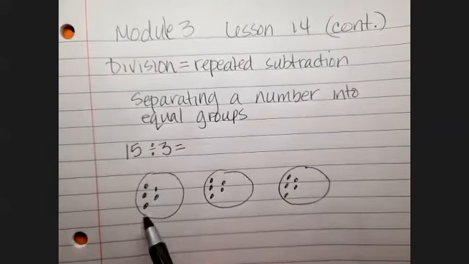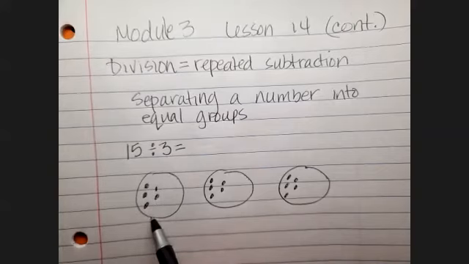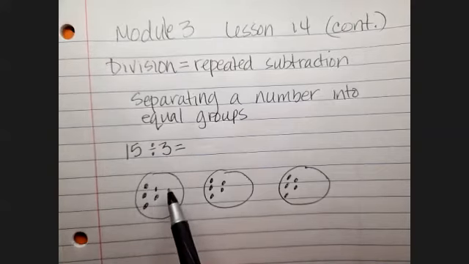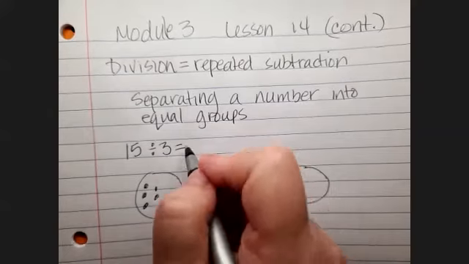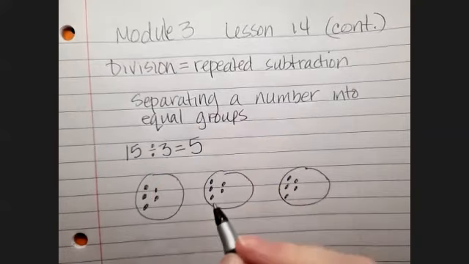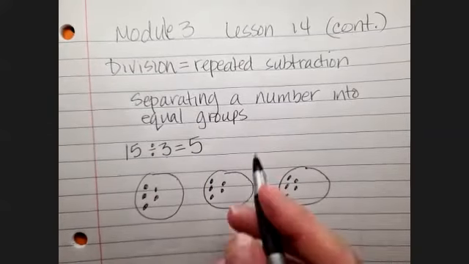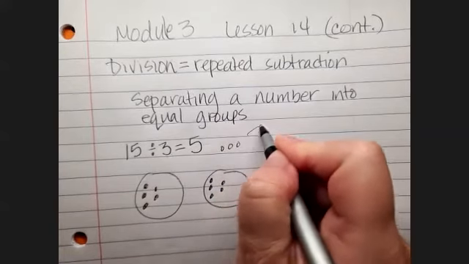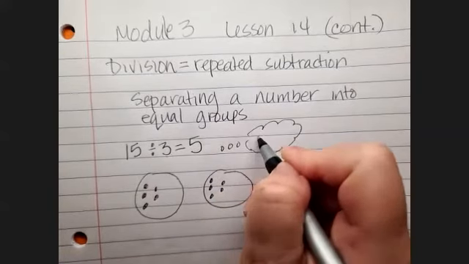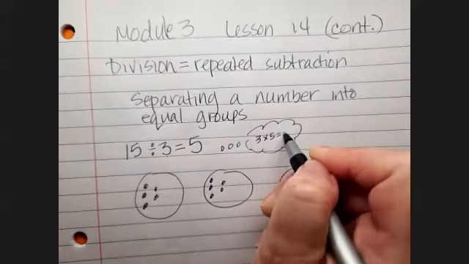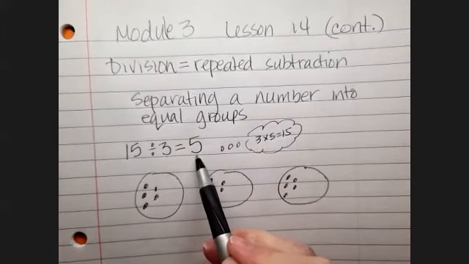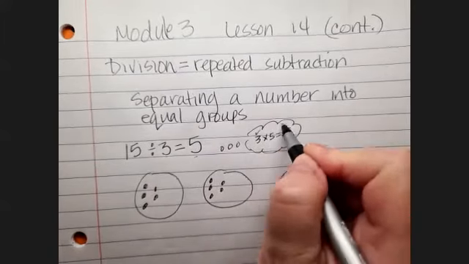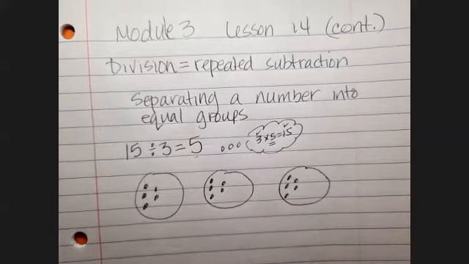And then I look and see, well, what's inside each group? Well, there's 5 inside each group. Each group got 5, so my answer is 5. And if I know my multiplication really well, I also know, so this is my little thought bubble, I know that 3 times 5 equals 15. So this missing number, because I already had the 3 and I had the 15, the missing number was 5.